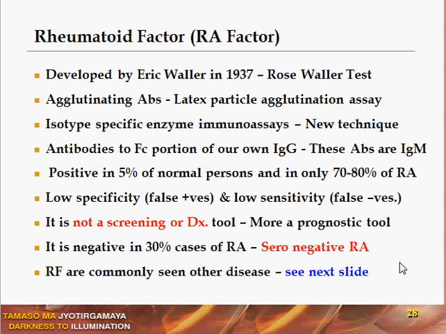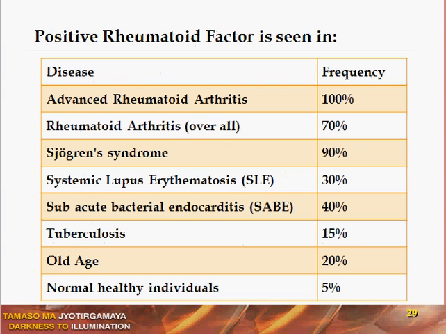So, what are the other diseases other than 5% of normal individuals? In some other rheumatological and non-rheumatological diseases also, we see elevation of rheumatoid factor, and that is listed in the next slide. In advanced rheumatoid arthritis with joint deformities, with rheumatoid nodules and all the full-blown picture, almost everybody will be positive for rheumatoid factor. But the overall positivity in rheumatoid arthritis is only 70%, 30% of the cases of rheumatoid arthritis being negative for rheumatoid factor, they are called seronegative arthritis.